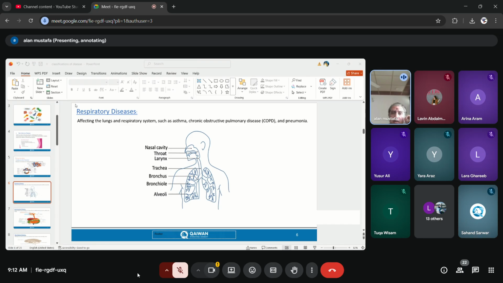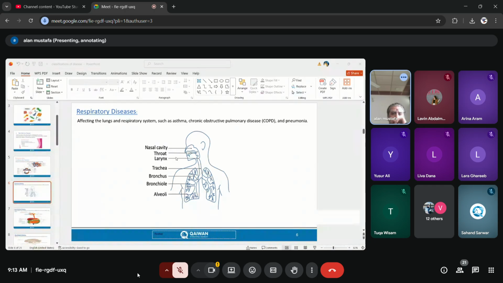So for those who are smokers, think about this. Now, another example is pneumonia. The last word is pneumonia. Pneumonia is an infection of the lungs.